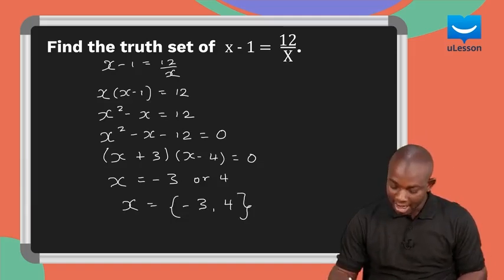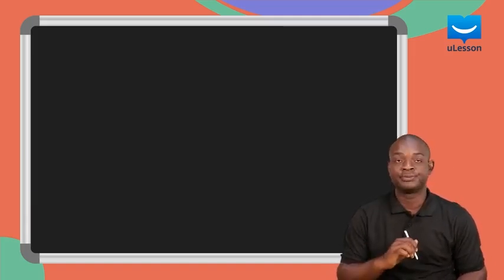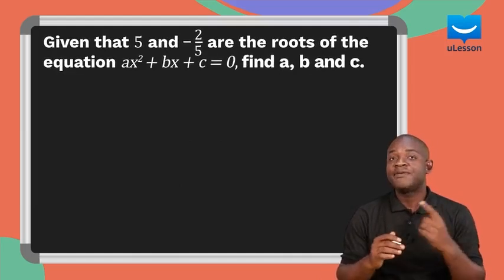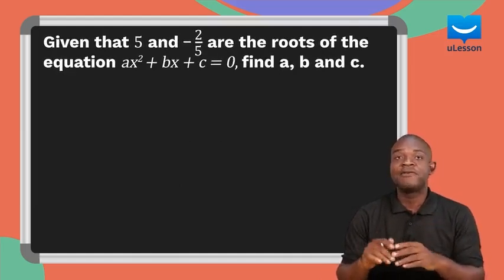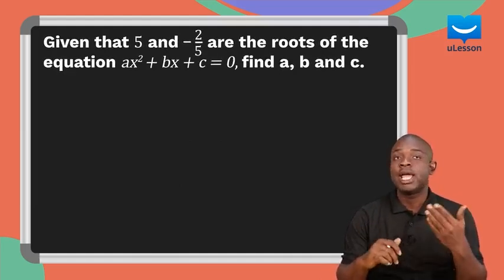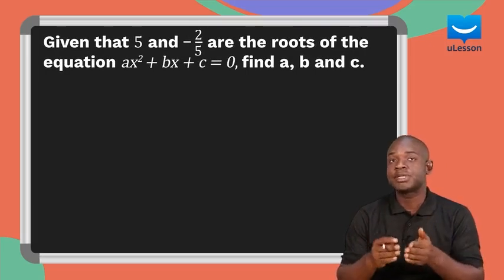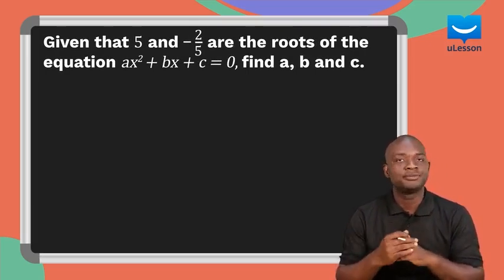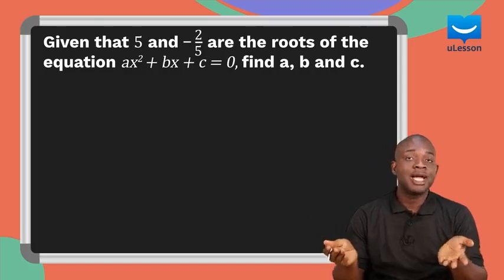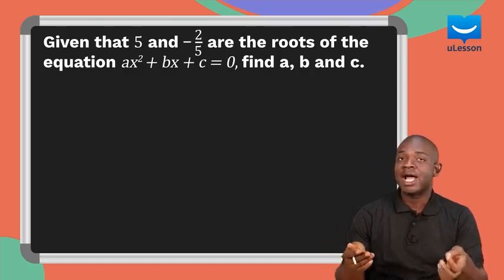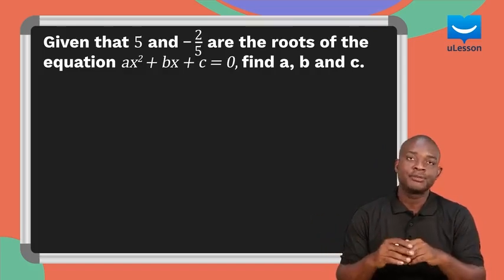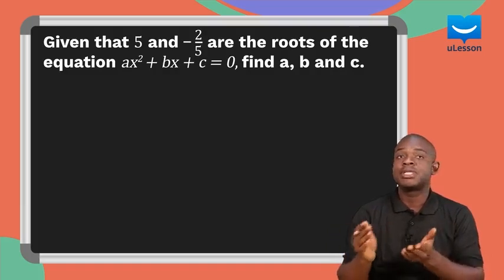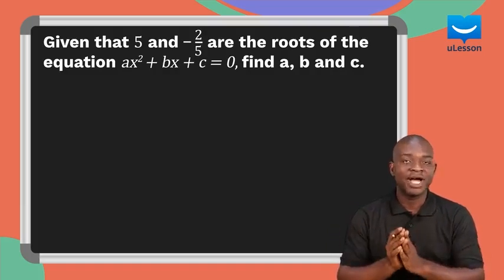Now let's take another example. Given that 5 and minus 2 over 5 are the roots of the equation ax squared plus bx plus c equal to 0, find a, b, and c. So to get a, b, and c, we first have to find the equation. Now we are told that the roots are 5 and minus 2 over 5.